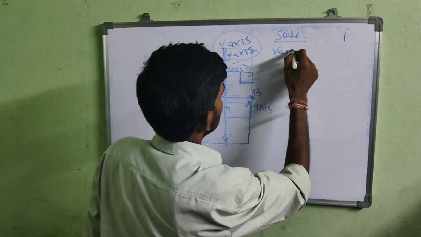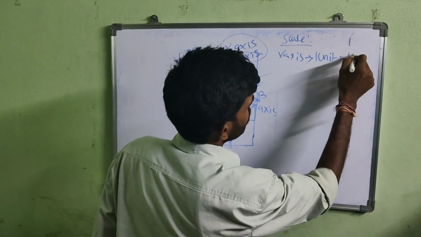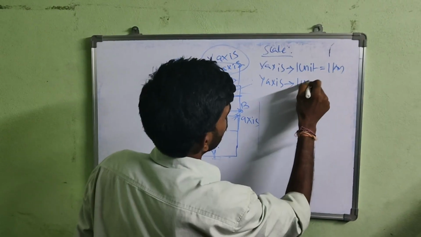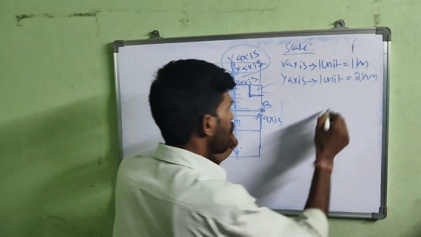Scale: on the x-axis, we are taking 1 unit, nothing but 1 centimeter, as 1 kilometer. On the y-axis I am taking this 1 unit equal to 2 kilometers.